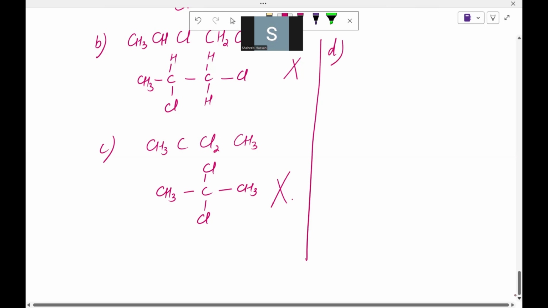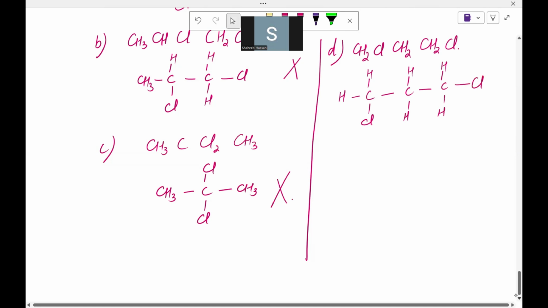Okay, let's take the example of part D, and that is basically CH2, then we have Cl, then we have CH2, then we have CH2, and then we have Cl. So let's discuss them. This is H, H, and this is Cl. This is CH, H, and that is CH, H, and this is Cl. Do you think this is a cis-trans isomer? No.